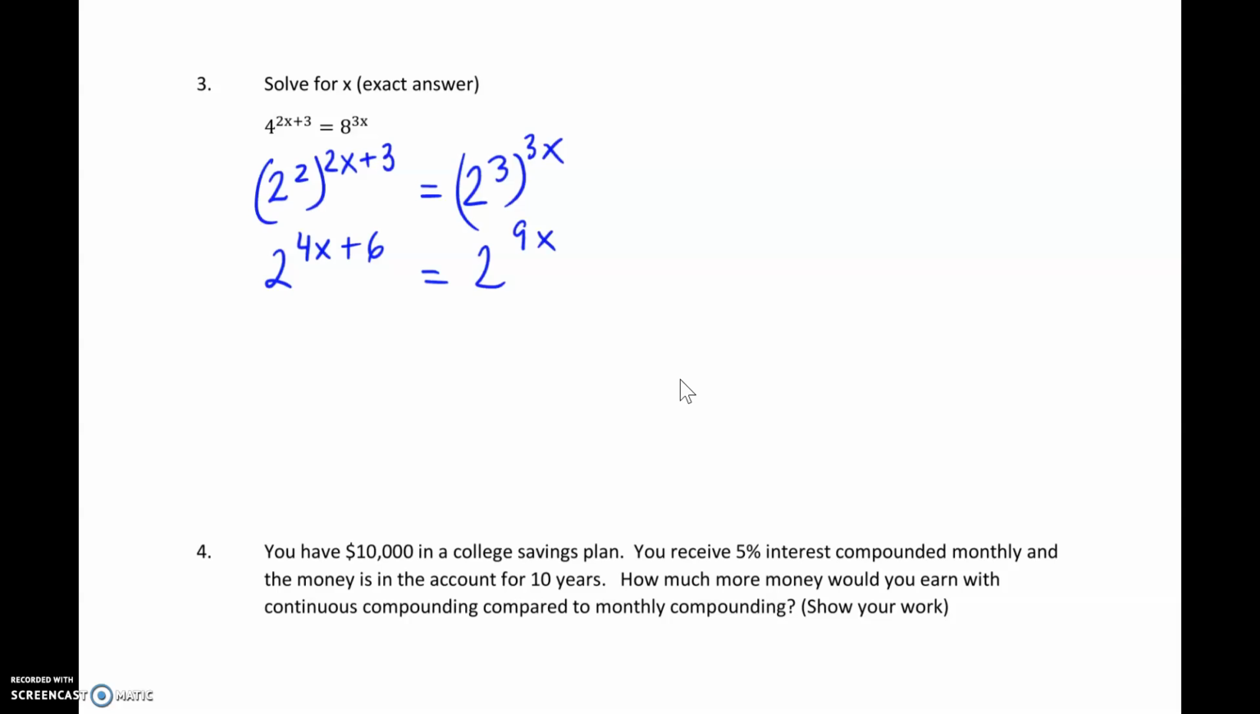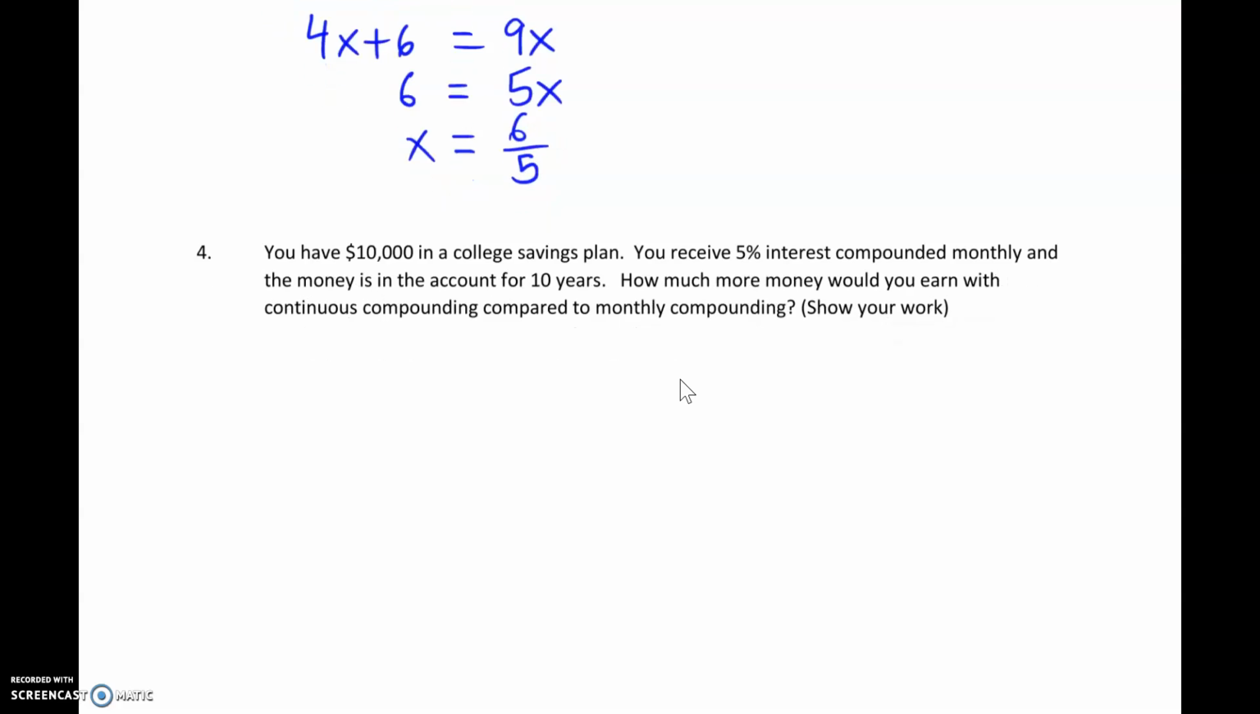3x is 9x. So at this point, we can just set our exponents equal to each other because our function is 1 to 1, and therefore we can ignore the base. We could also apply the inverse function, which is log base 2 on both sides. And with that, we have 4x plus 6 is equal to 9x. And then we're simply going to solve for x by subtracting 4x on both sides and then dividing by 6. So we end up with x being equal to 6 divided by 5.